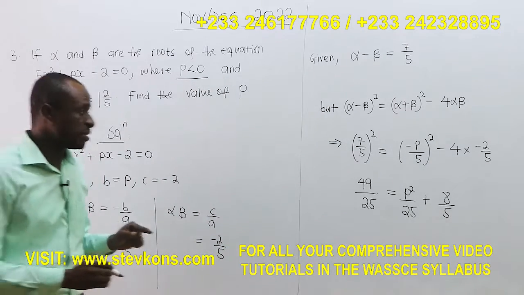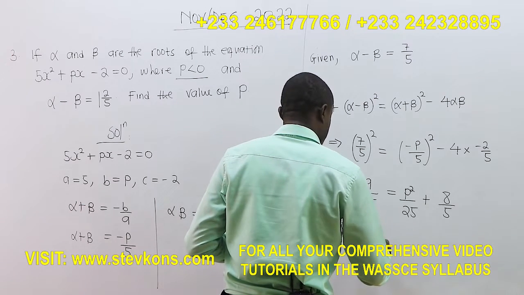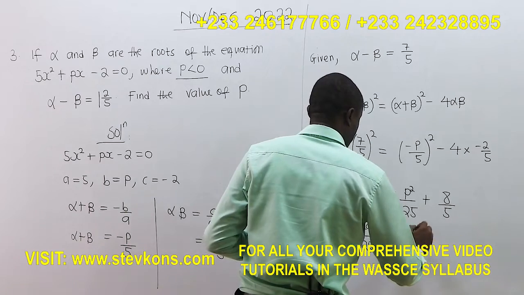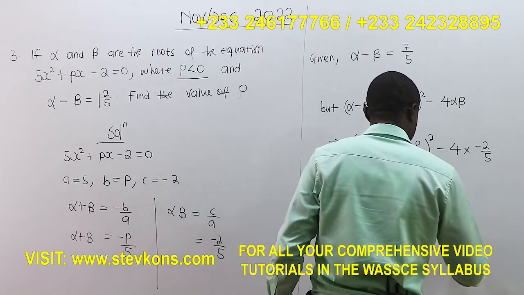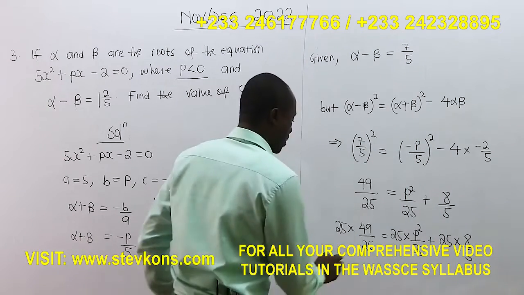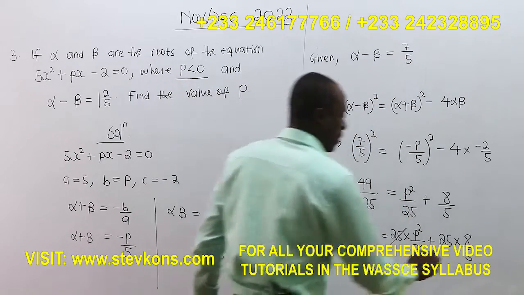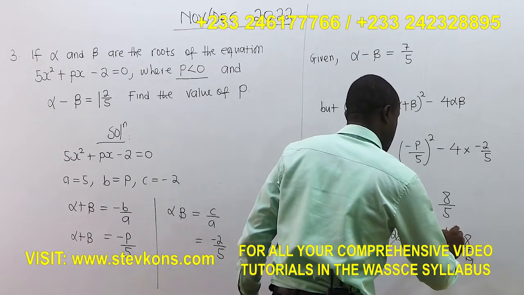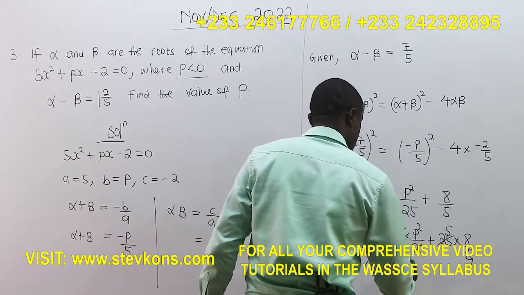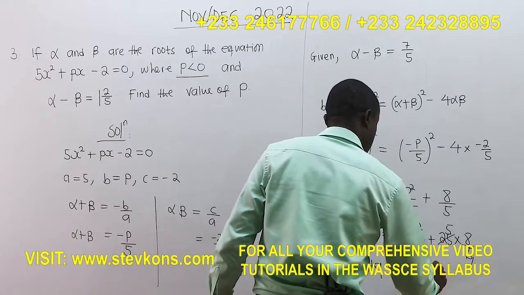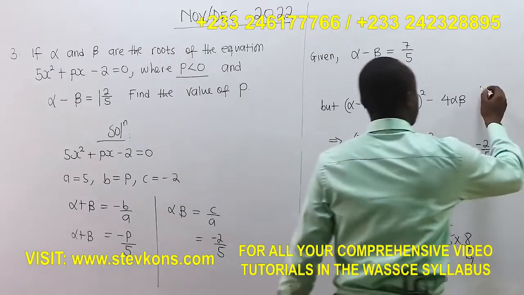Now, what is the LCM? The LCM is 25. So we have 25 times 49 over 25 equals 25 times p squared over 25 plus 25 times 8 over 5. Now, 25 cancels out 25 here, and this 25 cancels out that 25. 5 goes into 25 five times. So from here, we have 49 equals p squared plus 5 times 8, and that is equal to 40. We want to find p.